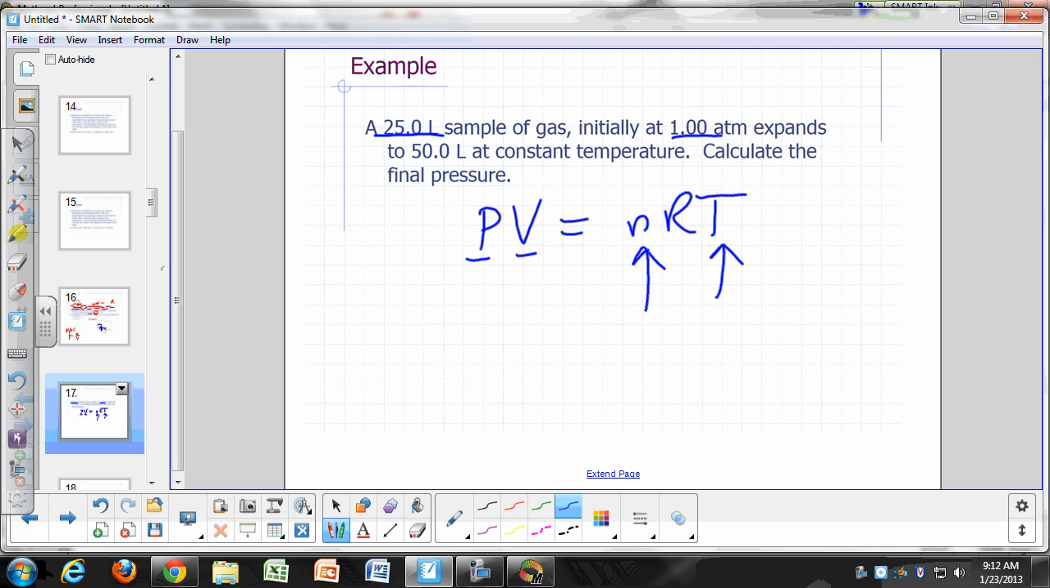But you do know the final volume is 50 liters, and you know that the number of moles and the temperature are constant, right? So you can say PV is a constant, so the initial pressure times the initial volume must be equal to the final pressure times the final volume, P2 V2. So this is what we would call a Boyle's Law problem.